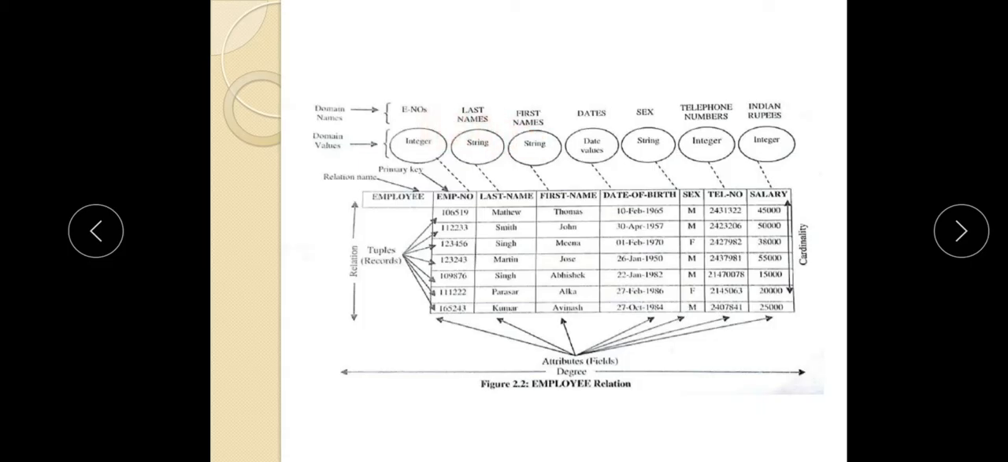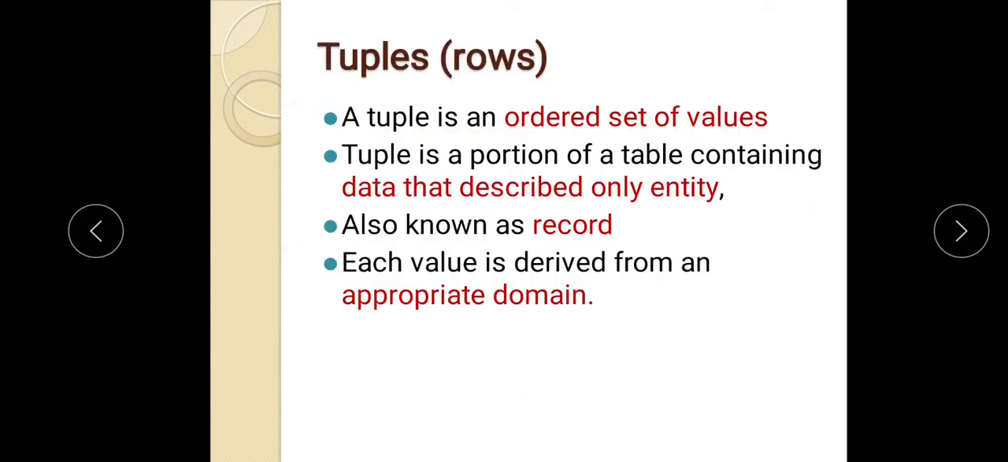Domain value is actually the data present in that particular domain. For example, domain of employee, D of employee, means all these values; domain of last name means all these values; domain of first name means all these values. Clear? So these are called domains.